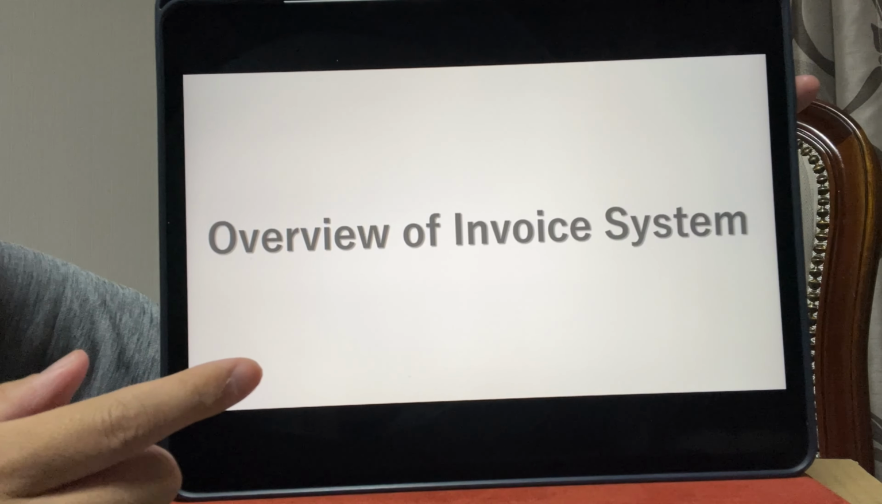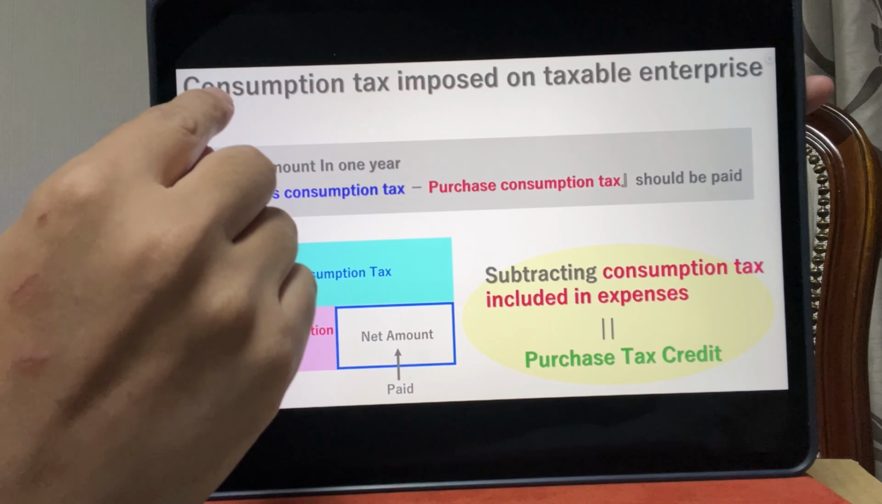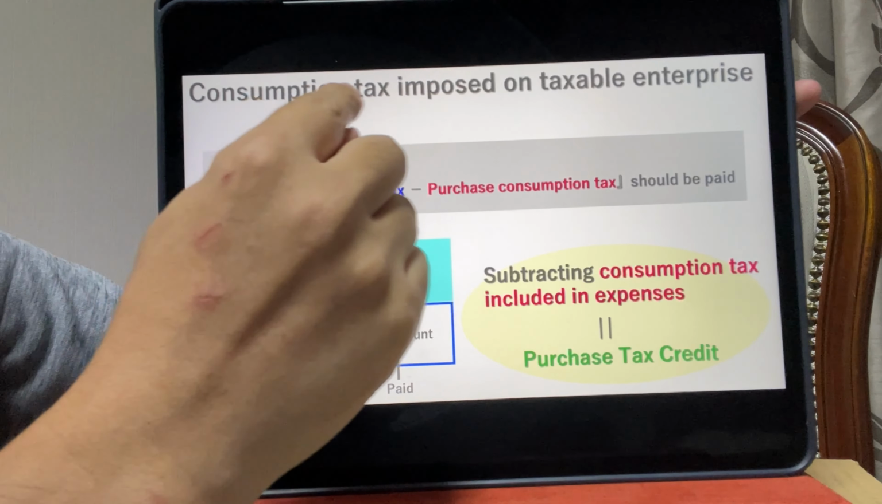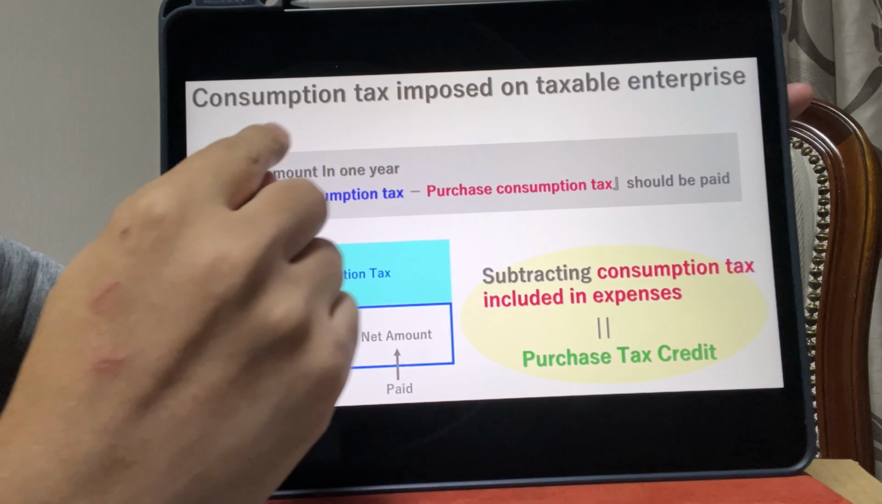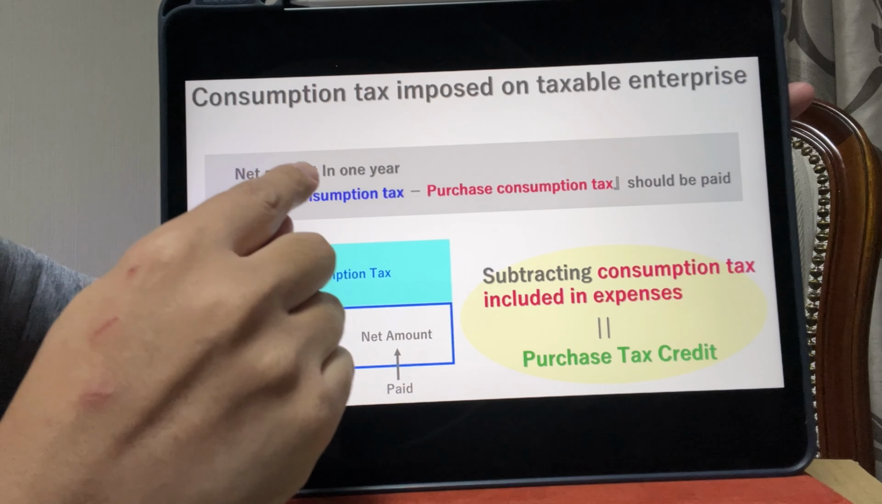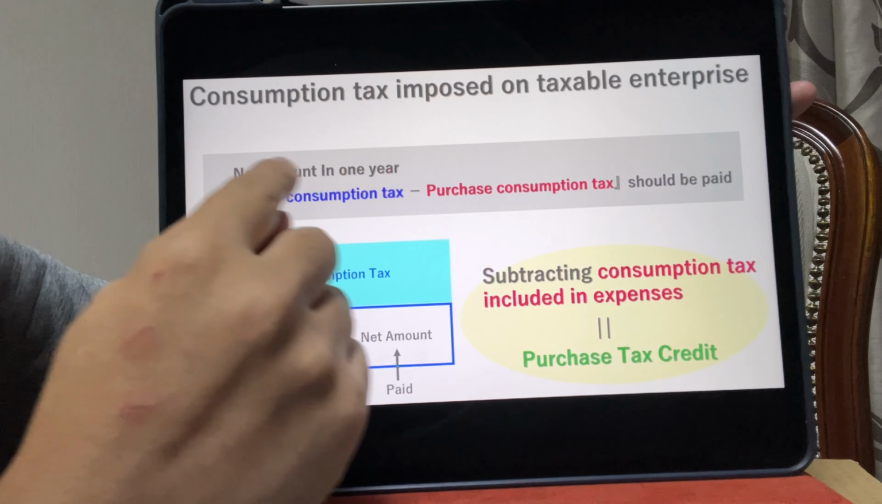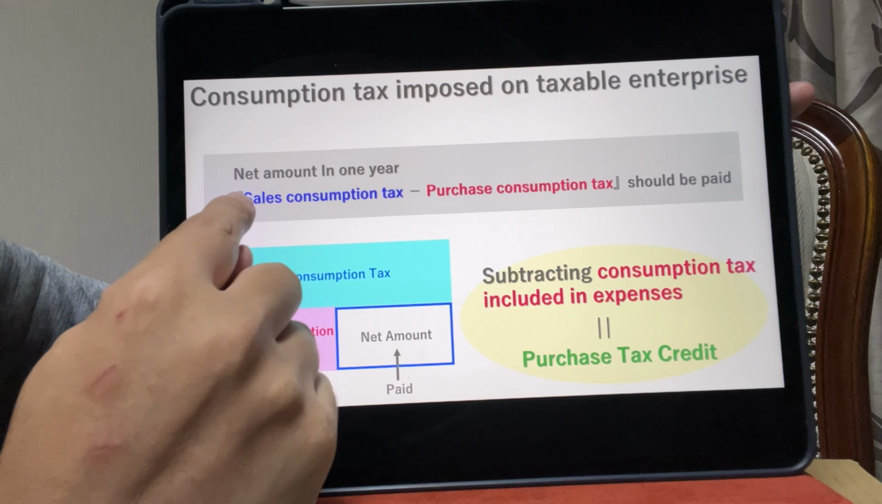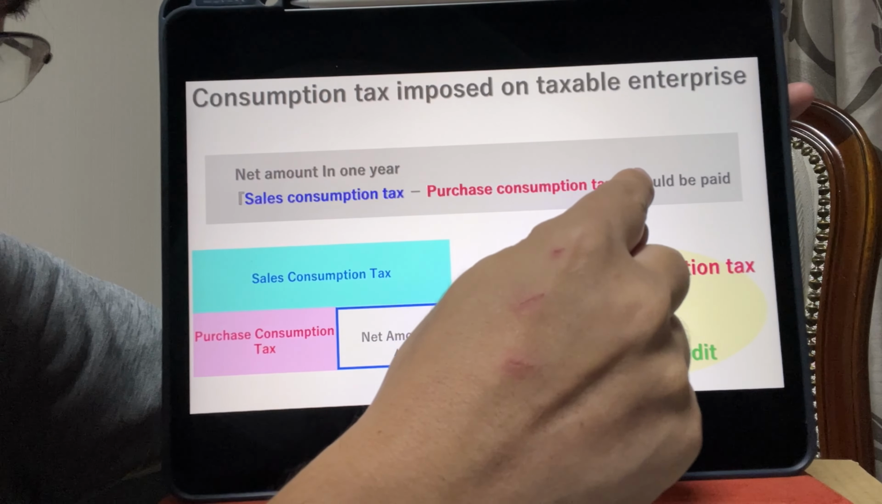Today, I'll explain the overview of the invoice system. First of all, I'll explain the consumption tax imposed on taxable enterprises. The net amount of consumption tax for one year should be paid. Net amount equals sales consumption tax minus purchase consumption tax.